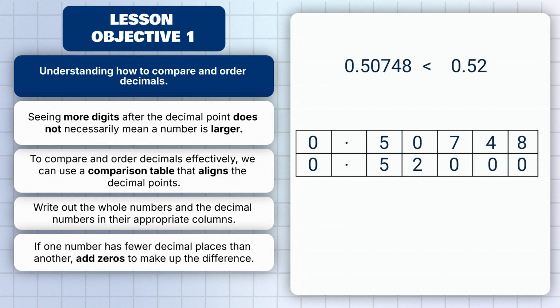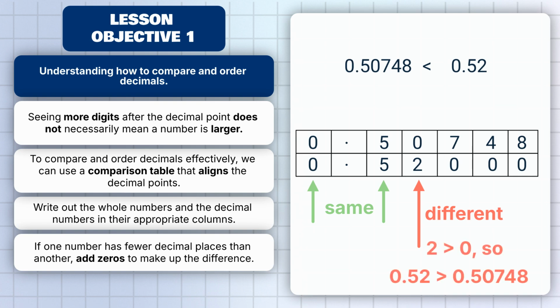Now compare the numbers digit by digit from left to right. In this example, the whole number part, 0, is the same for both. The tenths place, 5, is also the same for both. However, the hundredths place differs: 0 in 0.50748 and 2 in 0.52. Clearly, 2 is greater than 0, so 0.52 is larger than 0.50748.